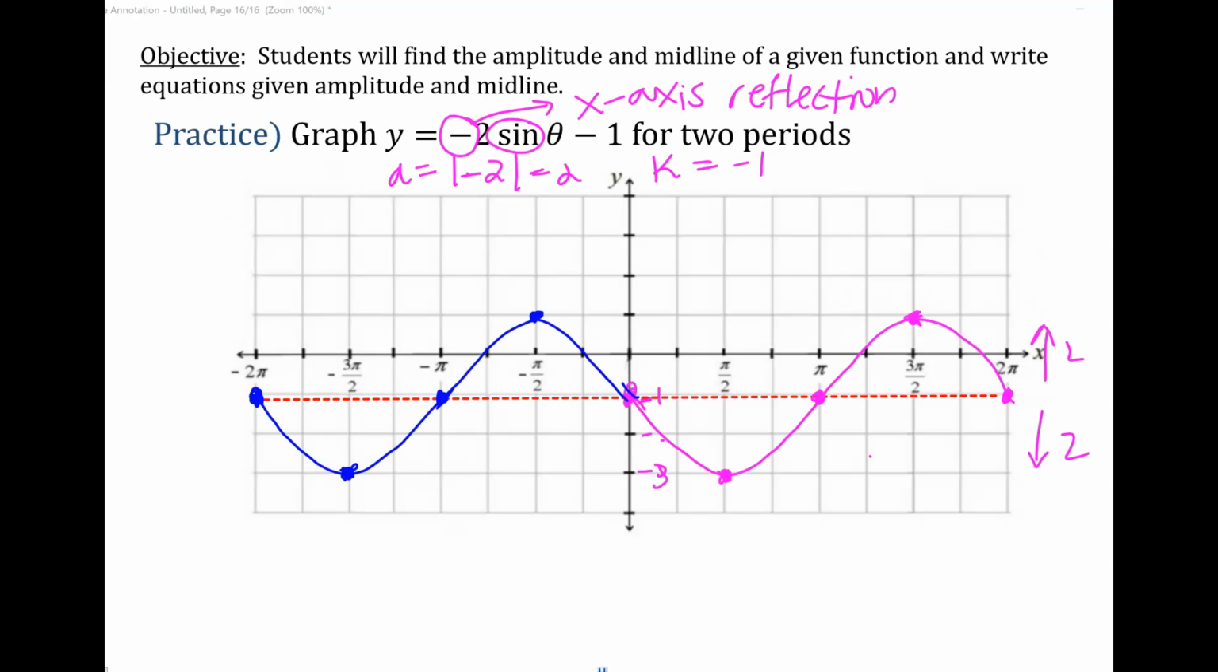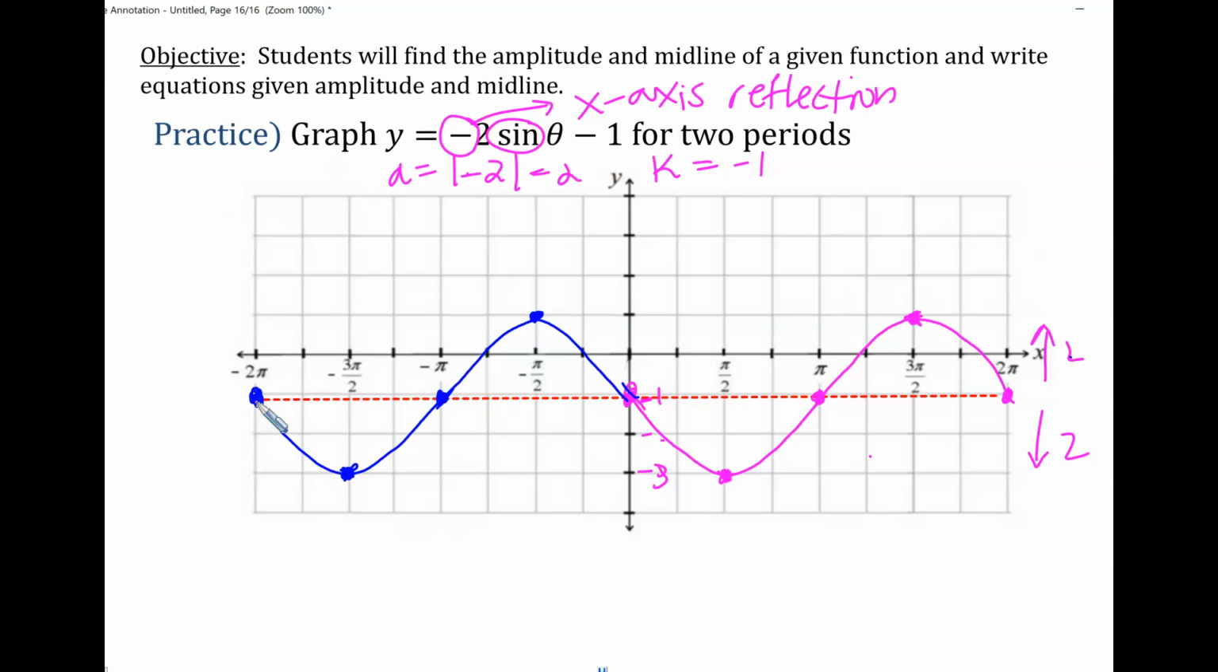Okay, hopefully you paused the video. So here's the solution for you guys to check your work. This is a sine function. We have a negative that tells you it's an x-axis reflection. A value was -2, which gives you an amplitude of 2, which means you should go up 2, down 2 from the midline. And then your k value is -1. So starting at the -1, that's going to be your midline.